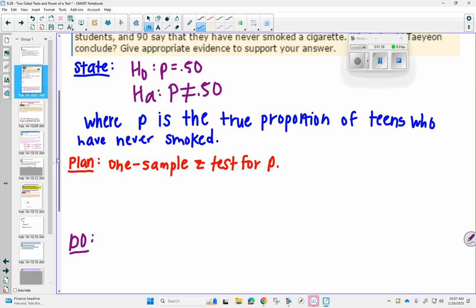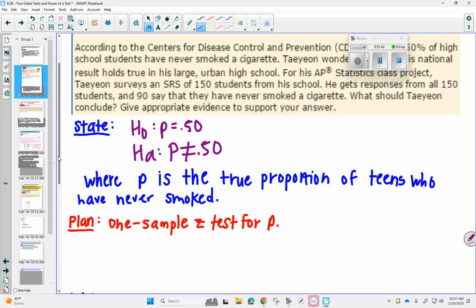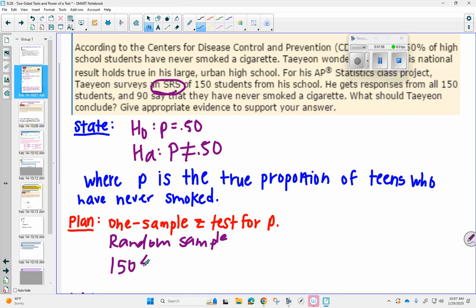We're going to check all the things. What's the first thing that we always check? And SRS does mean simple random sample, all right? So yes, they took a random sample. Then we're going to check 10%. He surveyed how many kids? Okay, 150 is less than or equal to a tenth of all the students at his high school, which is like at least 1,500, so I think we're good.